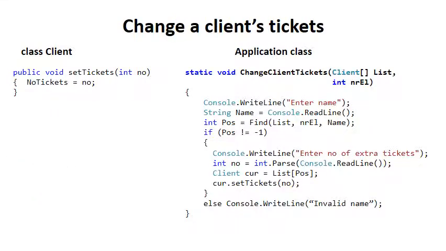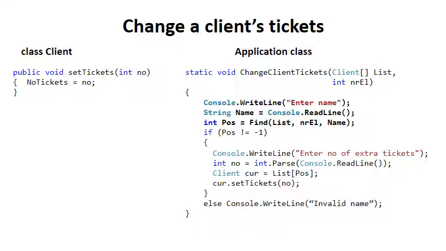The next task is changing a client's ticket. So on the right hand side in my application class, I will have this long method that will do everything that I need to be done. And the method in the unit class that it uses is set tickets. It simply changes the number of tickets inside the unit class.